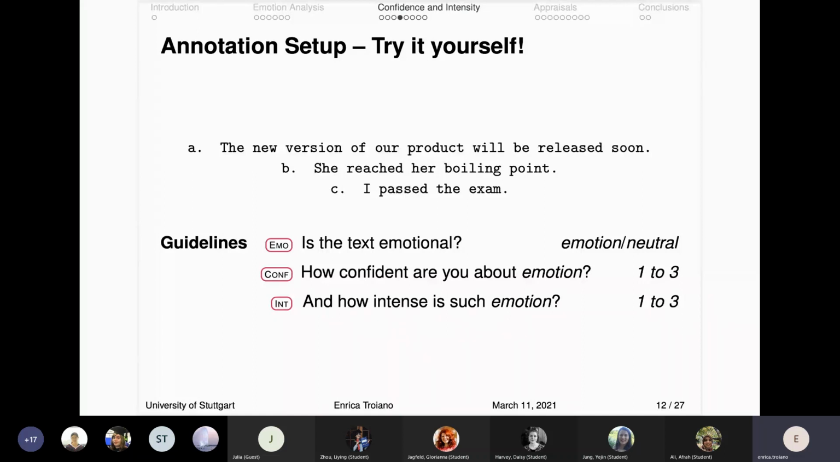"The new version of our product will be released soon." "She reached her boiling point." "I passed the exam." And maybe you can type in the chat whether you think that some of these texts contain an emotion, which one, how confident you are about this answer, and how intense you perceive such emotion to be.